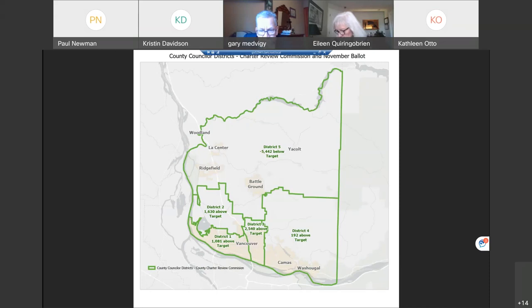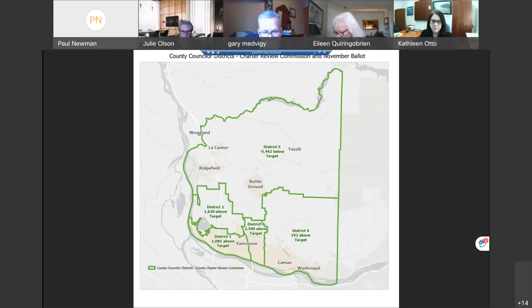Any other questions on this? Actually, I do have one. So just to follow up then, the Charter Review Commission map was drawn before the census numbers were out. Is that? Yes. Okay.